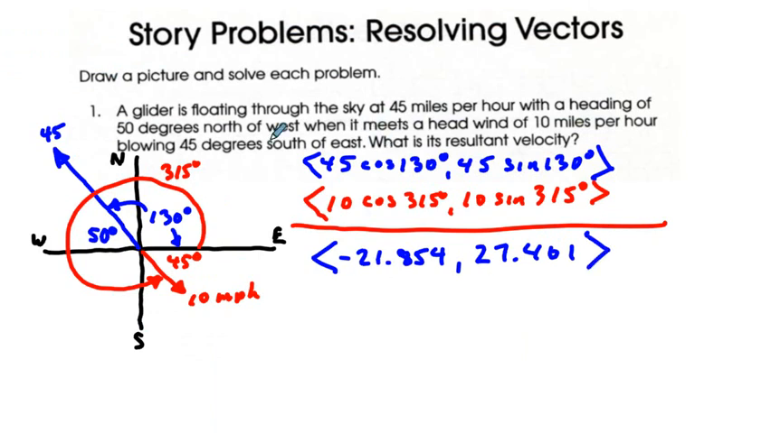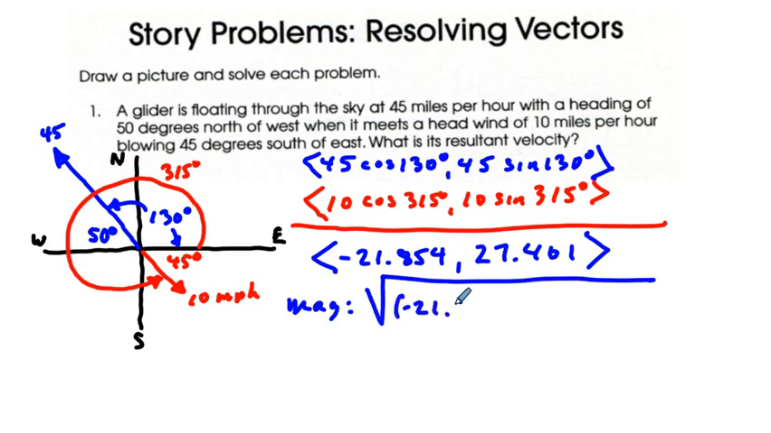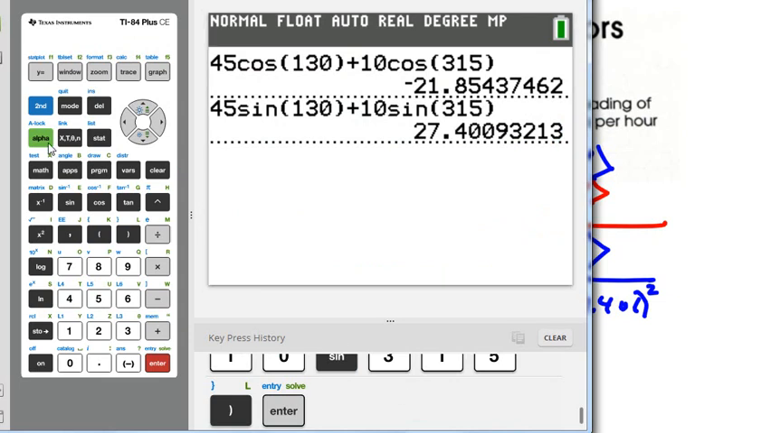And I expect we're going to see almost 35 miles per hour for magnitude, but we'll just have to see. Our magnitude is what we're looking for, speed, and we're taking the square root of this negative 21.854, and we're squaring that, plus this 27.401. We square that. So let's go to our calculator. And I think we should get a little less than 35 miles per hour if it's right the way I think it is.